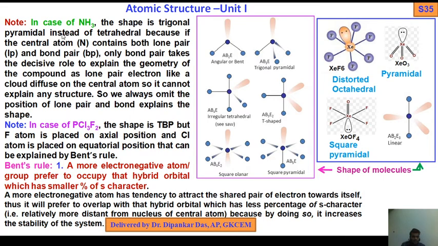Now in case of PCl3F2, the shape is TBP, trigonal bipyramid, but F atoms are placed on the axial positions, and Cl atoms are placed on the equatorial positions. That can be explained by Bent's rule.